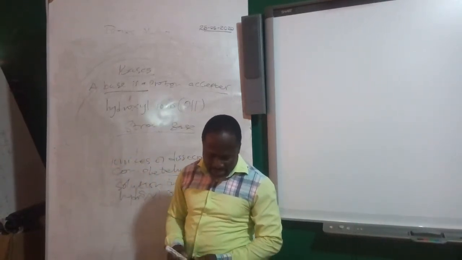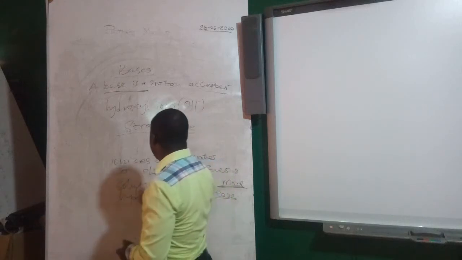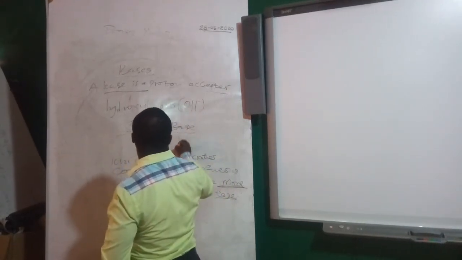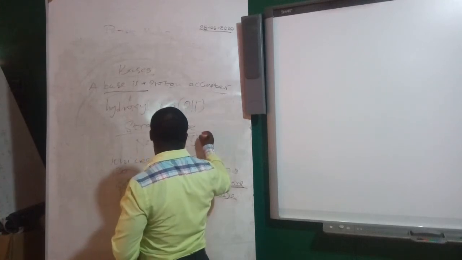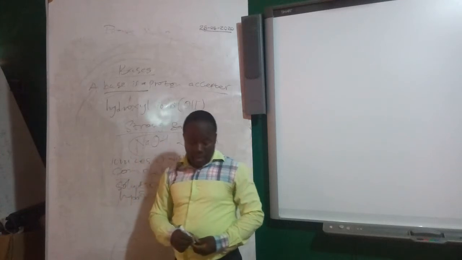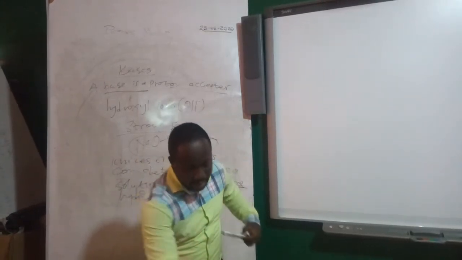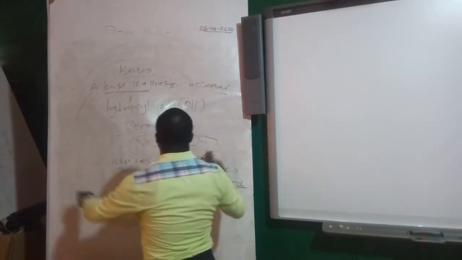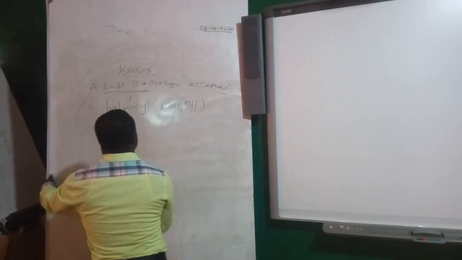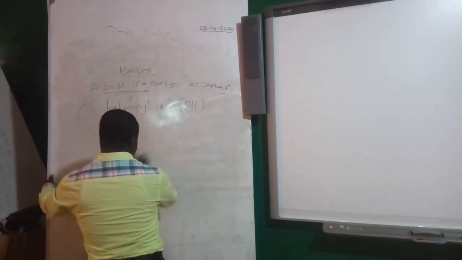Examples of strong bases, we have sodium hydroxide. We have potassium hydroxide. These are few examples of strong bases. Now, let's also look at weak bases. What are weak bases?